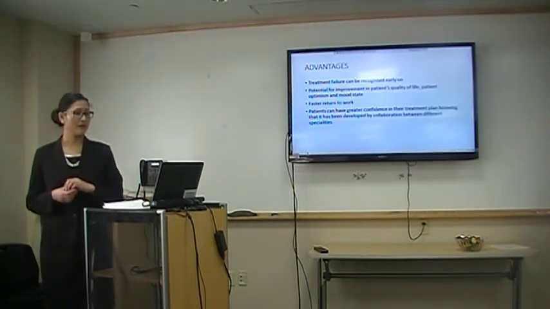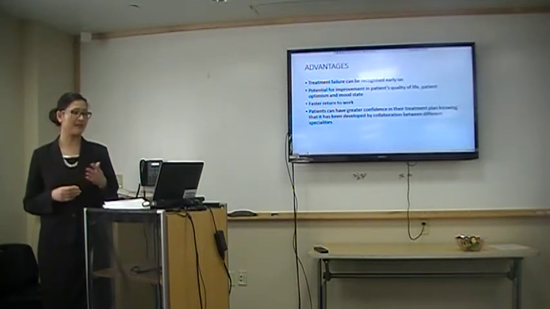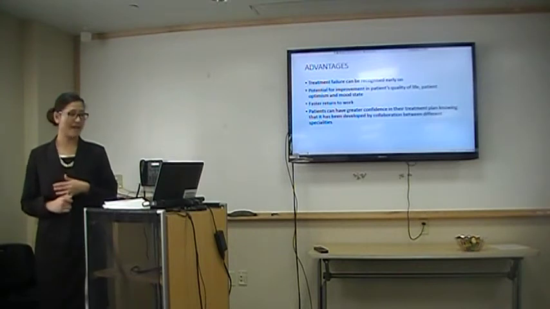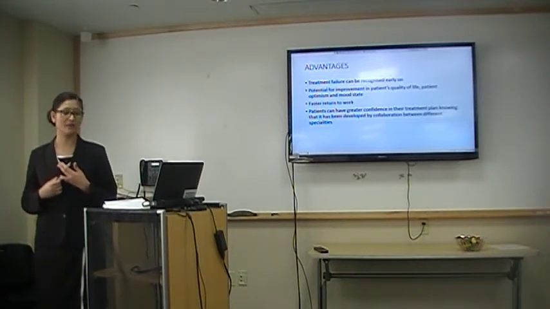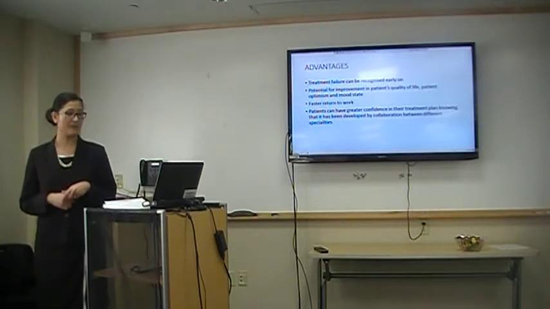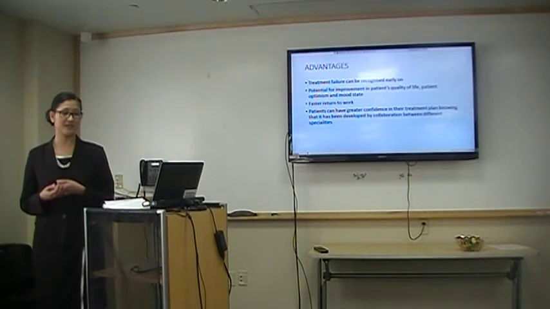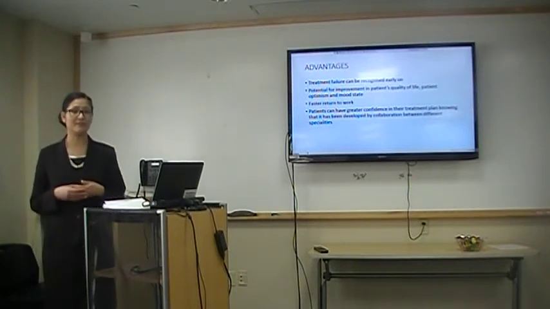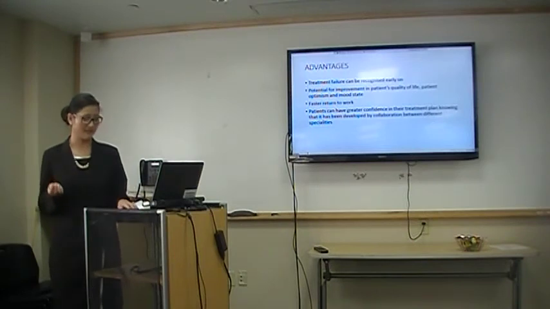Things also in studies where we saw the advantages of the program is that treatment failure can be recognized early on. There's definitely potential for improvement in the patient's quality of life, patient optimism and mood state. There's faster return to work, and patients have greater confidence in their treatment plan, knowing that it has been developed by a collaboration between different specialties.